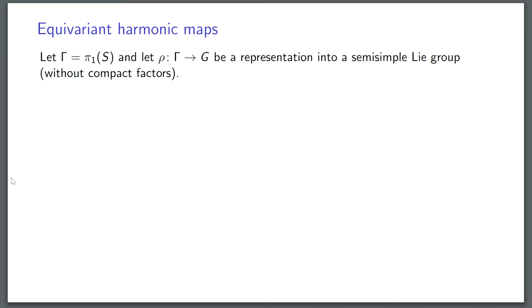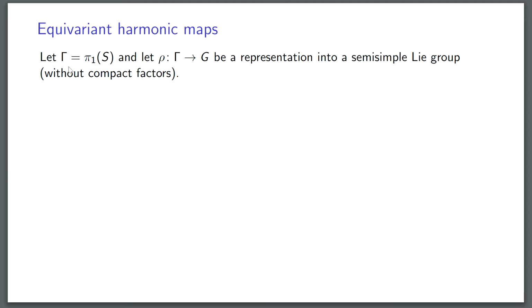Let's go on to the third ingredient. Once you have established what harmonic maps are, an important question is always whether we have some existence result regarding these maps. And the existence result that will be central to our discussion is a result of Corlette. So let's discuss this theorem.